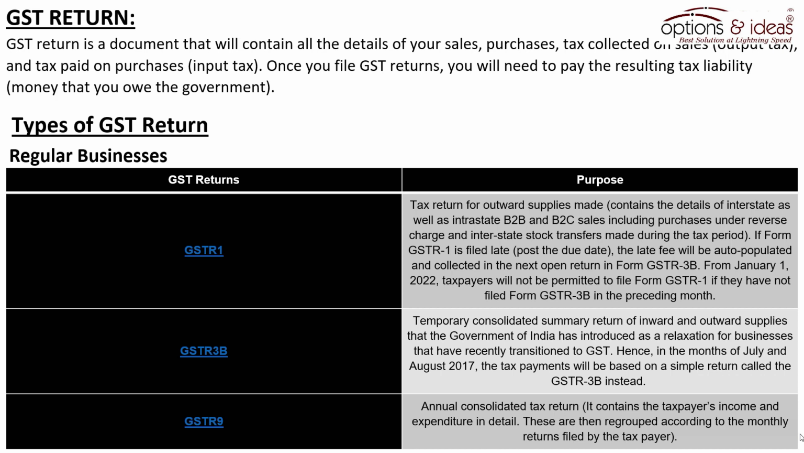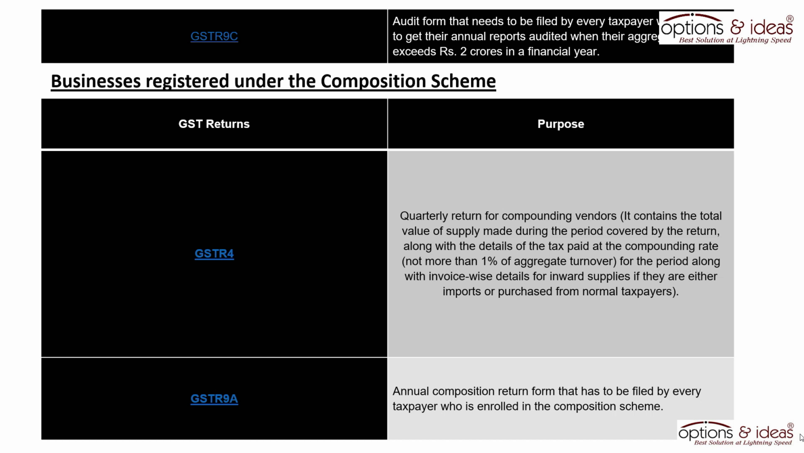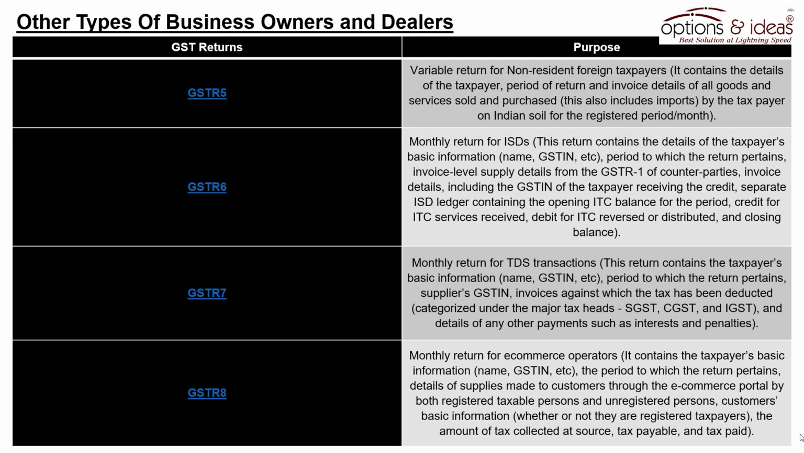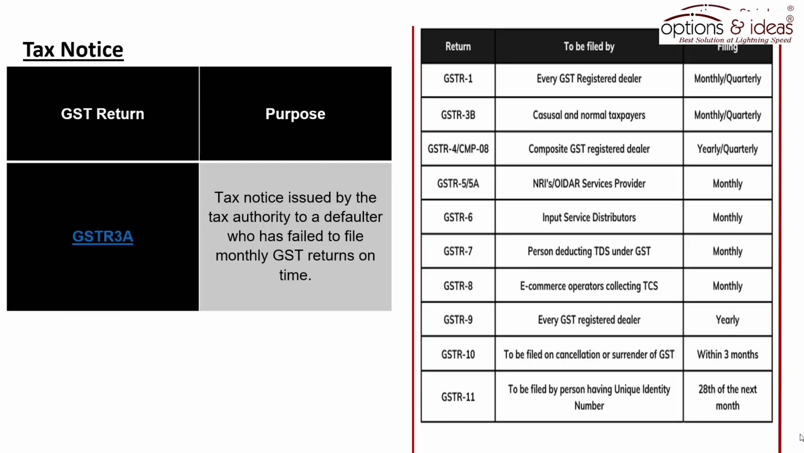Here we discuss the purpose of all kinds of GST returns, like GSTR1, GSTR3B, GSTR9, GSTR9C, GSTR4, GSTR9A, GSTR5, GSTR6, GSTR7, GSTR8, GSTR10, GSTR11, GSTR2A, GSTR2B, GSTR4A, GSTR3A. And you have to know the dates of GST return last issue date.